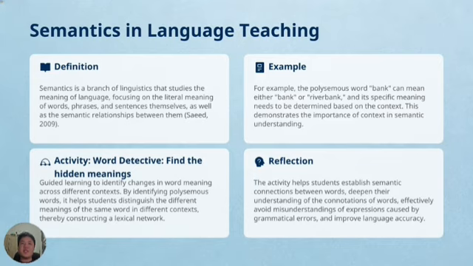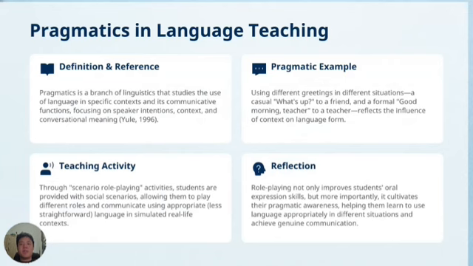Students find different meanings of one word in different sentences, and they understand which meaning is right by looking at the context. In this part, my reflection is students do not mix up word meanings anymore, and they understand words more clearly. This helps them use English correctly and avoid misunderstanding.